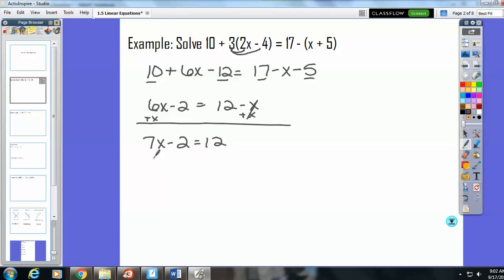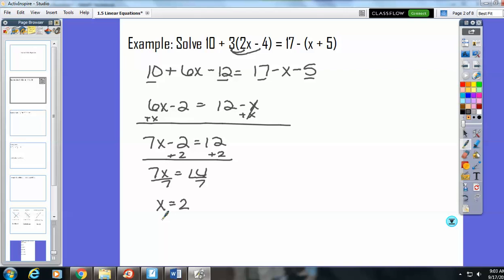And then? Okay. Divide what? Divide the 7 and then 14. And we get x equals.